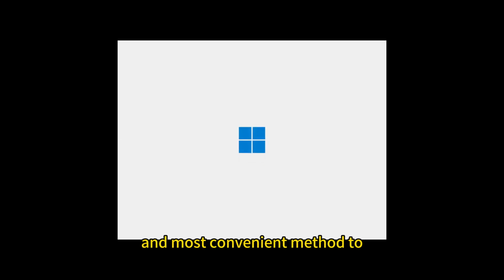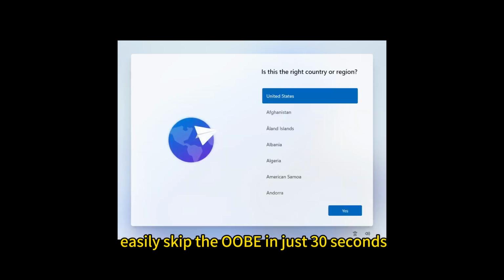Today, Aurora ROM will share the quickest and most convenient method to easily skip the OOBE in just 30 seconds.